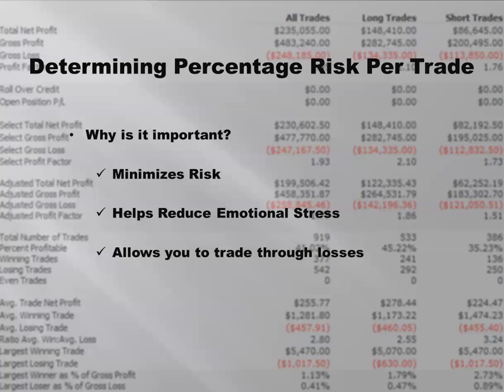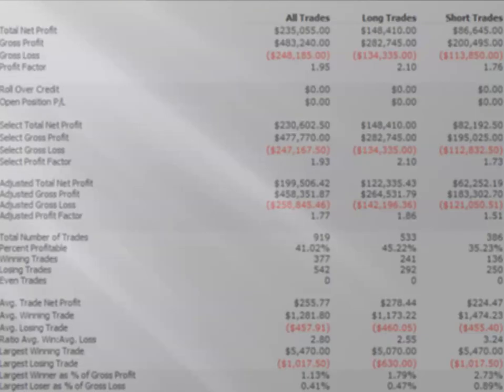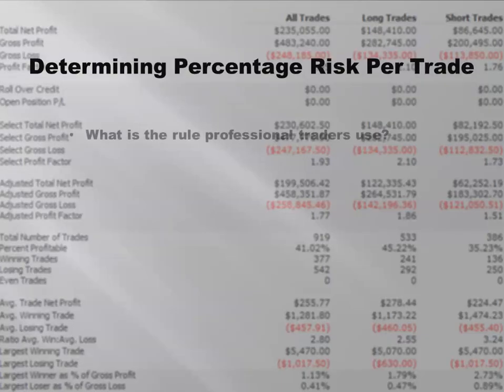It also allows you to trade through losses. You know, the market is anything but predictable. No one knows what will happen in the markets tomorrow. Explaining what's already happened is always much easier than predicting what will happen in the future. And finally, it allows you the time to make changes if necessary. See, professional traders always leave themselves options to make changes when their trading rules dictate that they do so. They generally have a clearly defined rules-based trading plan that tells them what to do and when, based solely on their objective data.